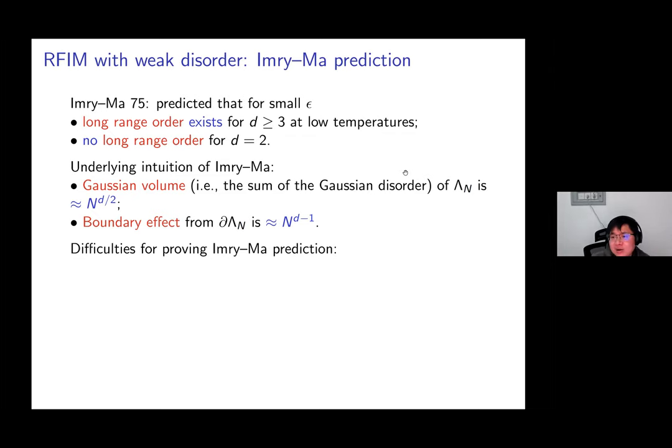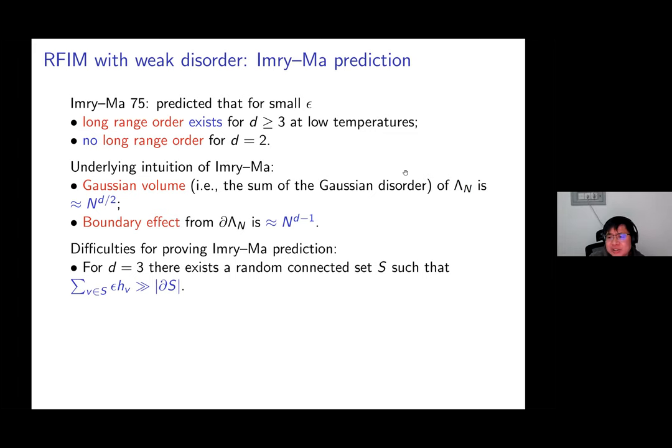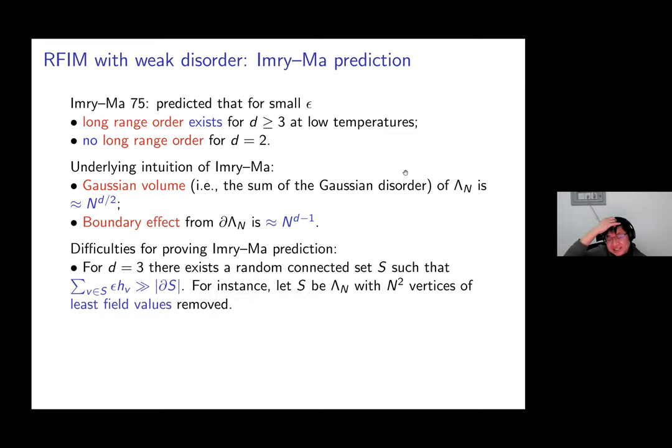There are quite some difficulties for proving Imry-Ma's prediction, partly because I think the intuition is kind of rough. For instance, in three dimensions, we just said that if we look at a fixed box, typically the boundary size is much larger than the Gaussian volume, but there is a random set. We can find random connected sets such that the Gaussian volume is much larger than the size of the boundary.